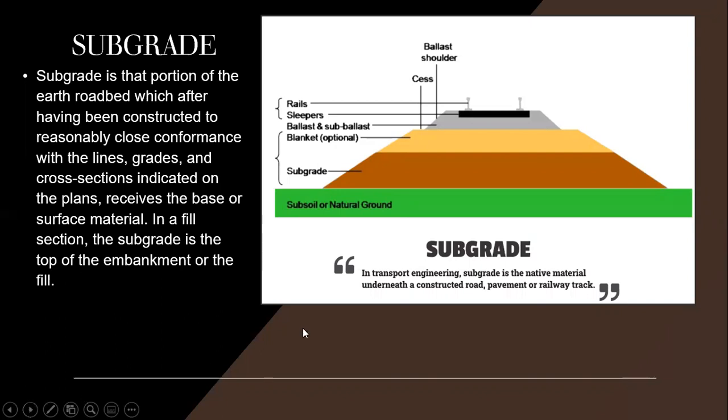So this is the figure of the subgrade. Now the subgrade is the very first layer. So this is the subgrade, which is the portion of the earth road bed. This is the natural soil or the natural ground of the construction, before anything is placed on it. Of course, it is the soil, so that's what you call the subgrade.